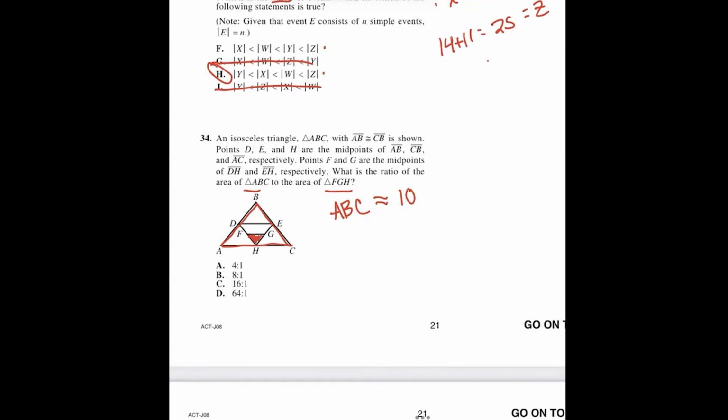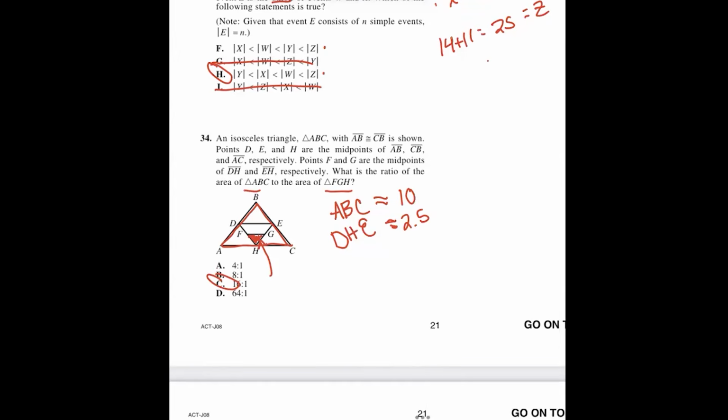So what is happening between A, B, C, and let's go to the next triangle, which is D, H, E. If you're looking at it and just looking at proportions, there is 1, 2, 3, 4 sections, so it's going to lose a fourth. So if we just go 10 divided by 4, the area is about 2.5. And then if you look at it, this is also going to lose a fourth as you're going to the smallest triangle. So on number 34, the most logical answer is C.